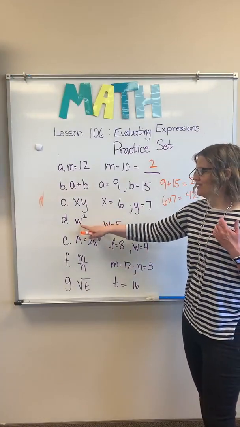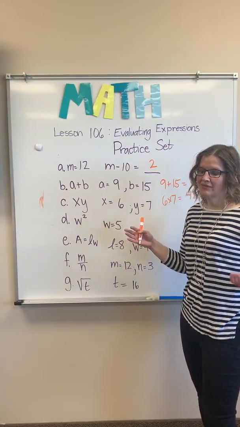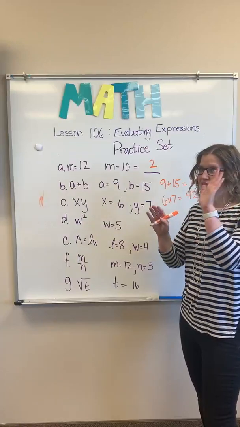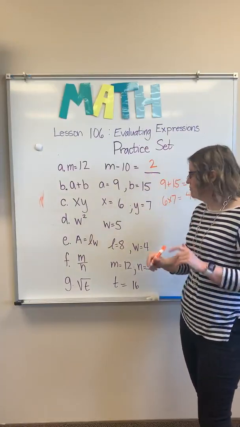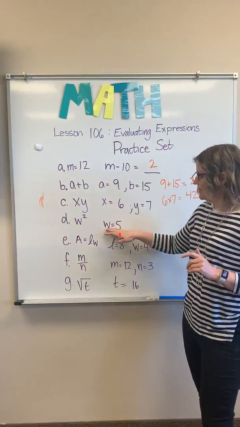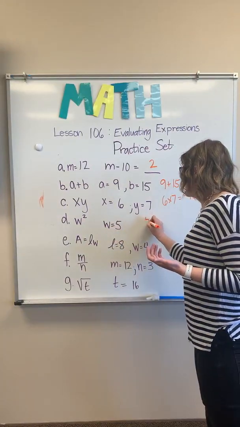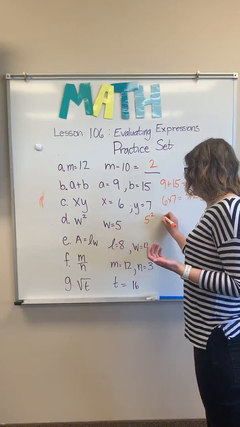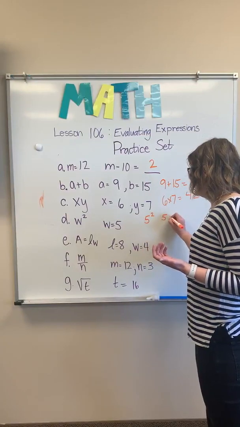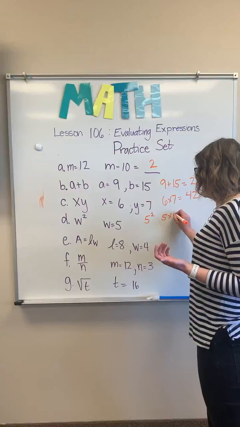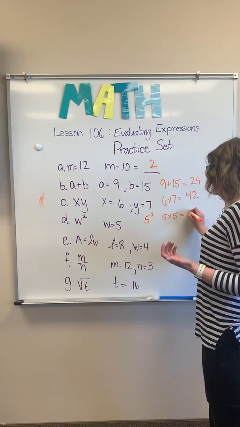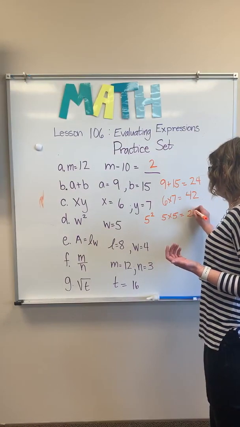Our next one, w squared. We view this as w times w, and they have the variable w as being 5. So we see that as 5 squared, or we can look at it as 5 times 5, which equals 25.